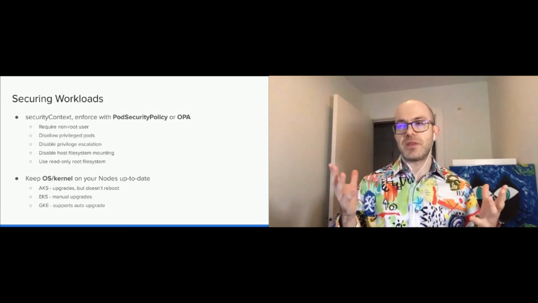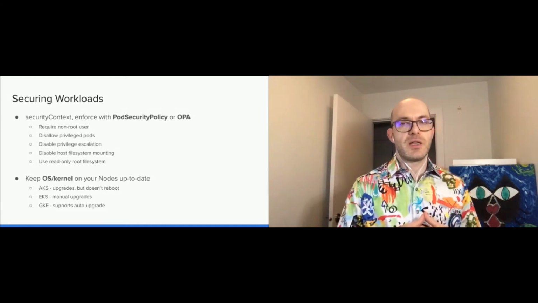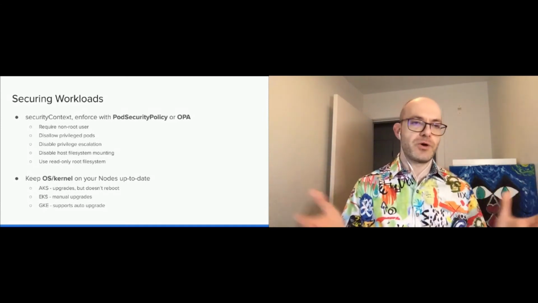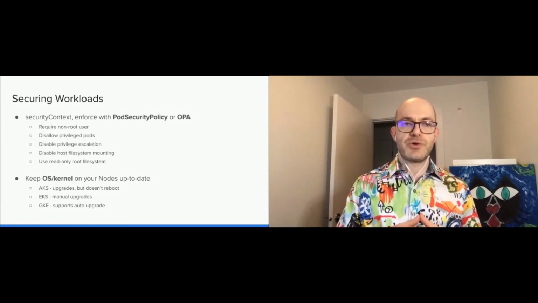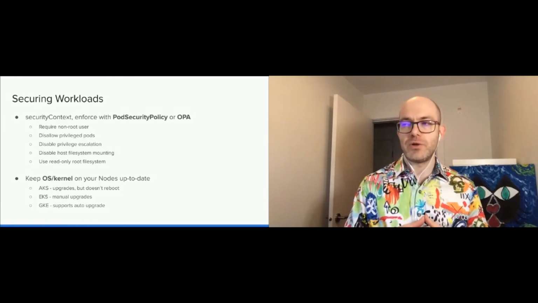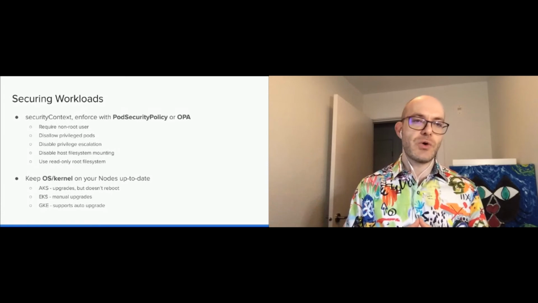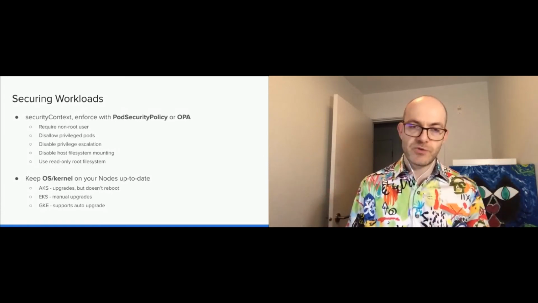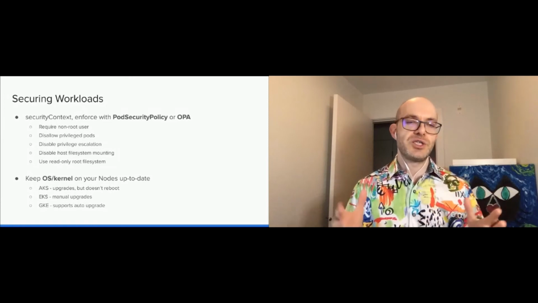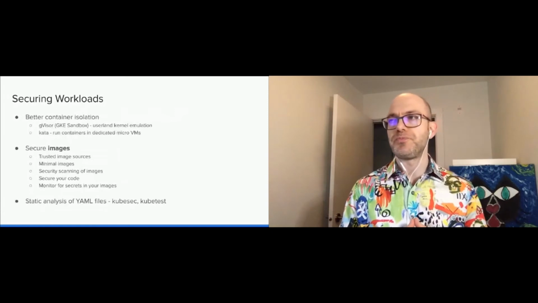And the last piece with securing the workloads is keeping the operating system and the kernel up to date. That essentially allows you to protect from kernel privilege escalation vulnerabilities. In Azure and AWS, that's a manual upgrade process. You need to initiate it. In GKE, even this step can be automated. So in terms of keeping your operating system, nodes, and Kubernetes control plane itself up to date, in GKE, you can basically automate it end-to-end if that's what you want to do.